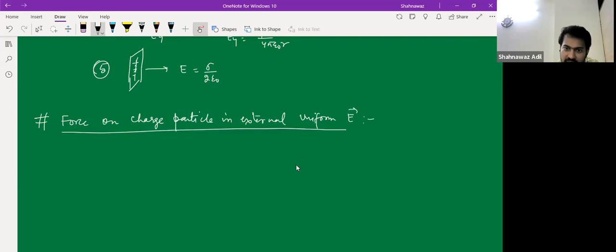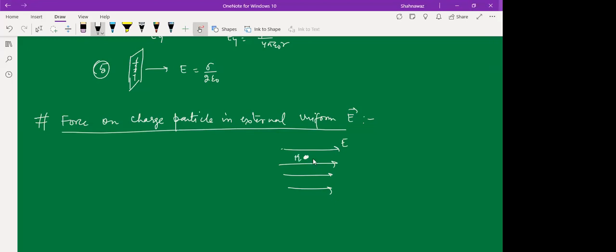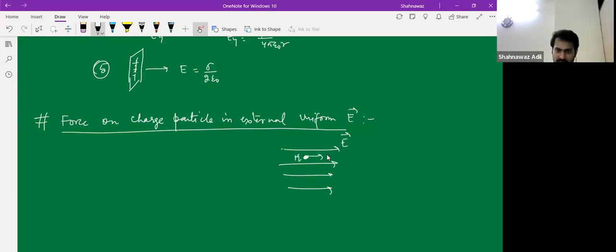So if we have some electric field, for a positive charge, in which direction would the force be? Very simple question. Let's say this is a positive charge. The force would be in the direction of the electric field, so F would be here. And if I have a negative charge, the force would be in the opposite direction. On the basis of that, you must have done a question.